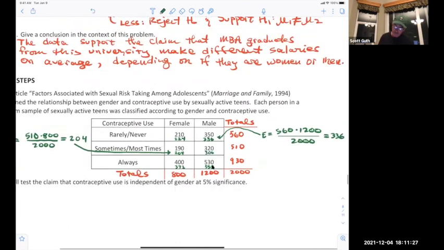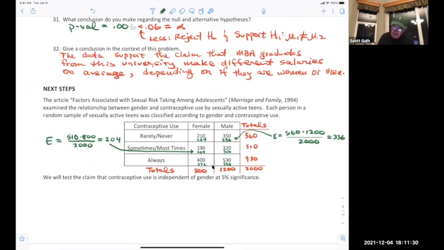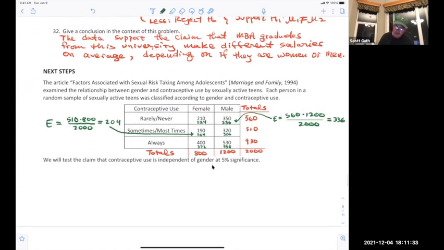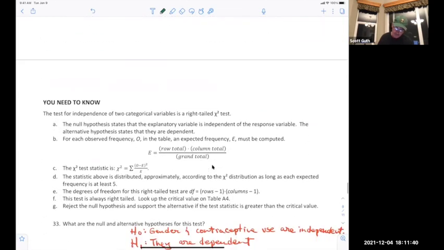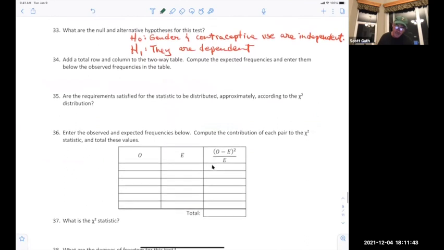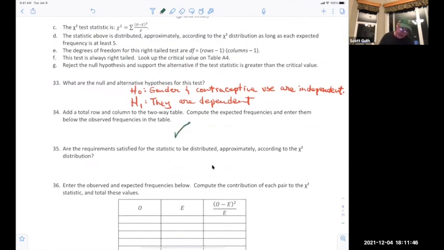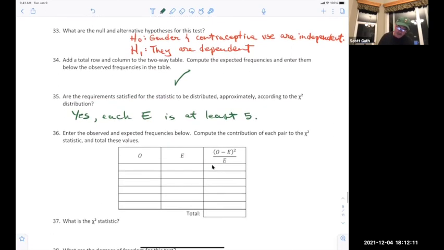Okay. So we've got all the expected frequencies. And so the next thing you want to do is get the chi-square statistic computed. So I've got a table down here to fill in. Question 35 is saying, are the requirements satisfied here? And remember, that was that the expected frequencies all had to be at least 5. So the answer to this is yes. Each E that we computed is at least 5. Okay. And then we can go ahead and fill out this table.